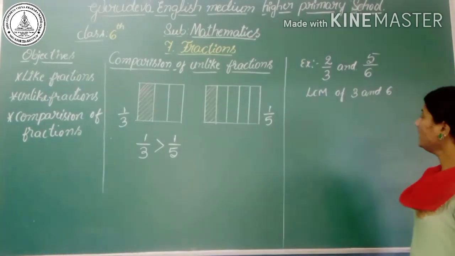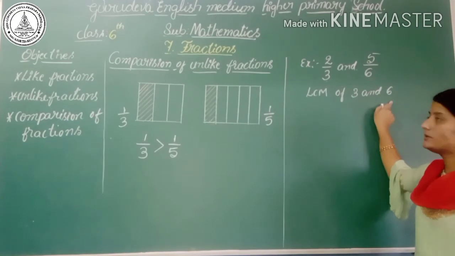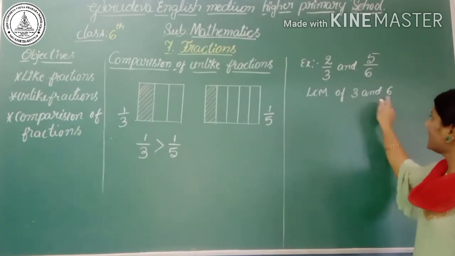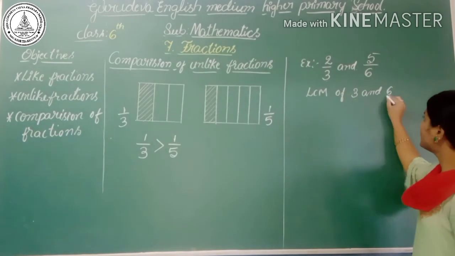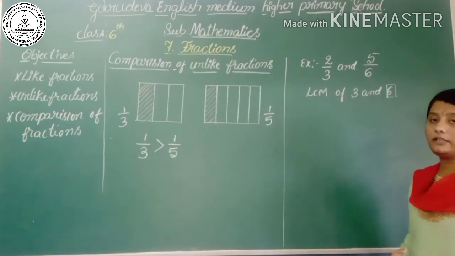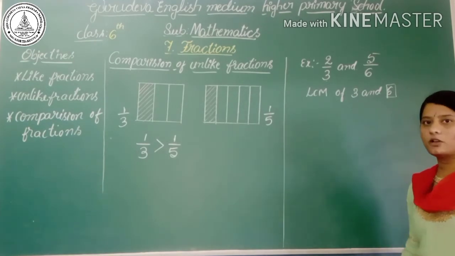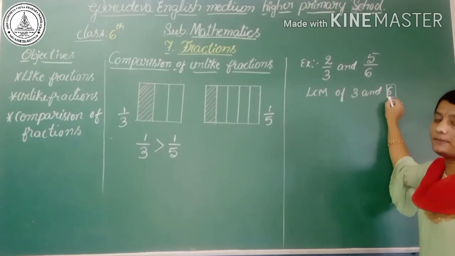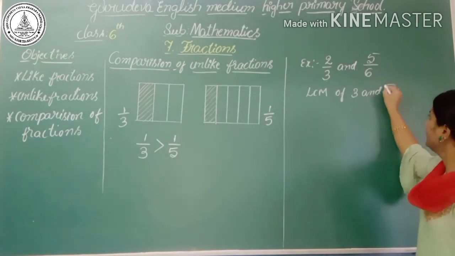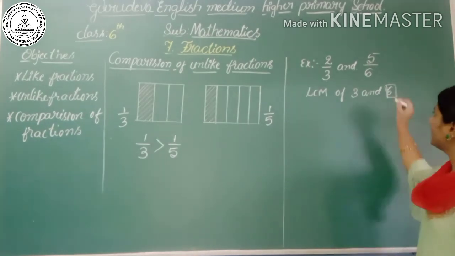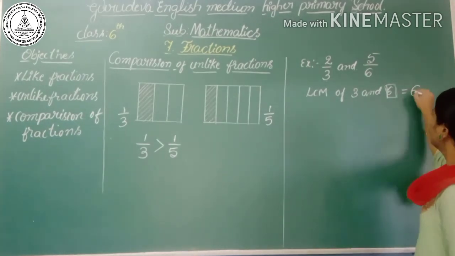Yes, you can see here 3 and 6. So 6 is a multiple of 3, right? 6 is a multiple of 3. Then the LCM is 6. Okay? Yes, we have learned in the other rules of divisibility. If one of the two numbers is a multiple of the other, then the greatest multiple is the LCM of the numbers, right? So here the LCM is equal to 6.